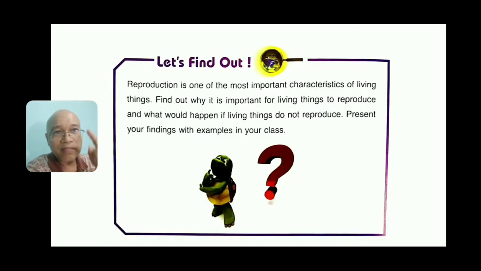Reproduction is one of the most important characteristics of living things, but not of non-living things. Find out why it is important for living things to reproduce and what would happen if living things do not reproduce. What would happen? There would be no more animals, and human beings would be gone, right? No more reproduction. So present your findings with examples in your class.